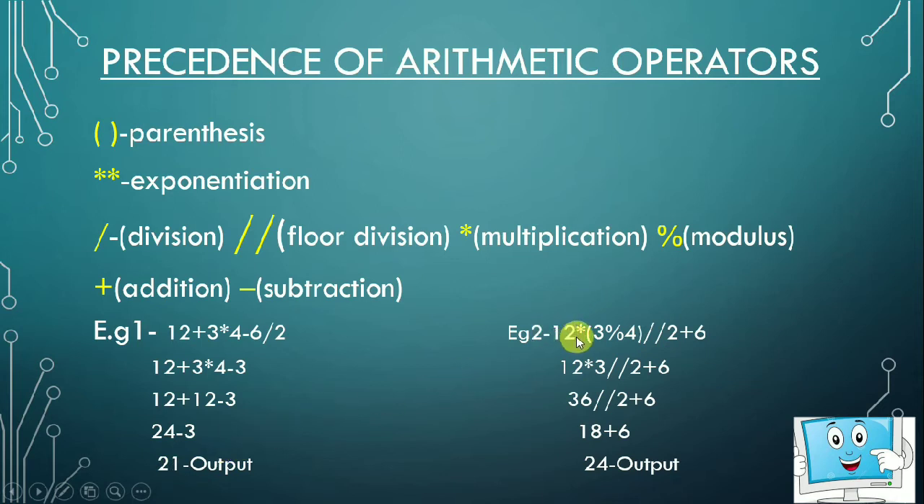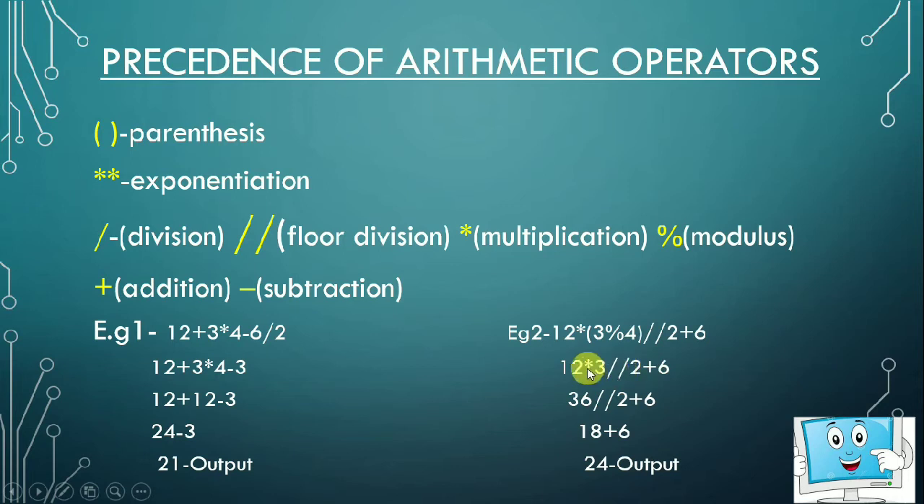12 * (3 % 4 // 12), where floor division, also known as integer division, after dividing the number gives us the integer part, + 6. Now we have learned that first we have to calculate the parentheses and then exponentiation. So first we are going to calculate the parentheses. Now in the parentheses we have the modulus operator. What does the modulus operator give us? It gives us the remainder. So 3 divided by 4, the remainder is 3. Next is 12 * 3 // 2 + 6.